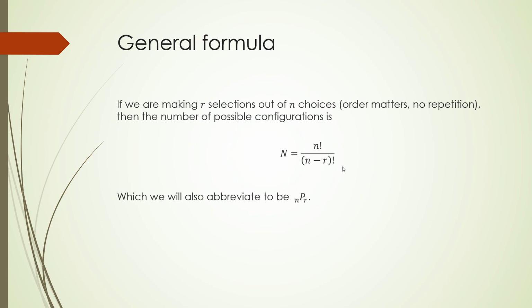Now, to be even more general, the way you can do this quickly, where you're doing some number of selections out of so many choices, order matters, no repetition, then this formula is going to be the go-to. You're going to have the product of all the selections all the way down and divide out all the selections you're not making. This is nPr.